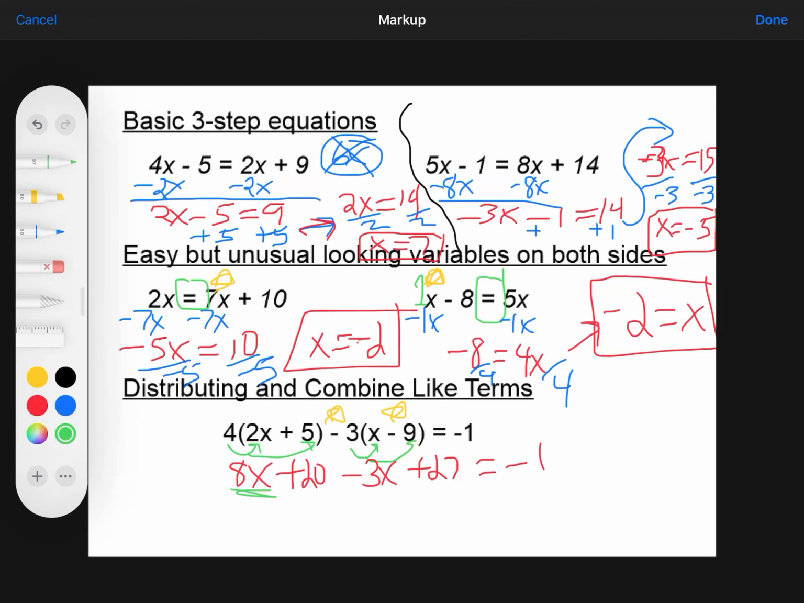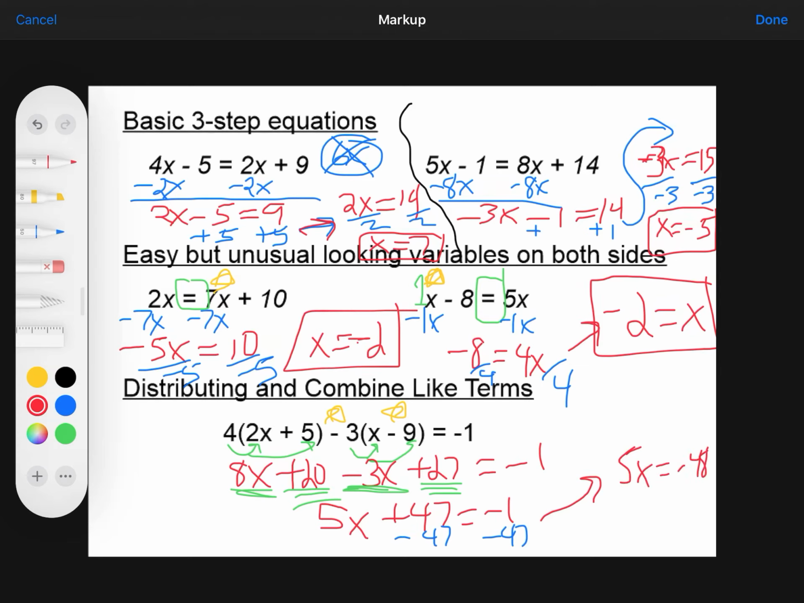Now combine your like terms. 8 minus 3 is 5x. 20 plus 27 is 47. This one's going to come out to be a decimal. That's okay. Decimals are going to happen sometimes, especially nice decimals at the moment. We'll be rounding more soon. But don't be afraid if you get a nice decimal.